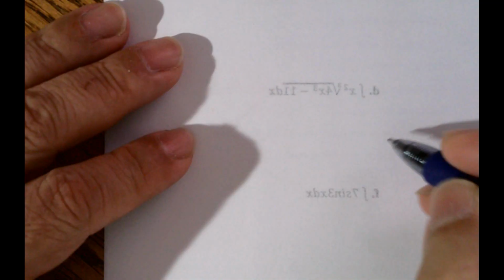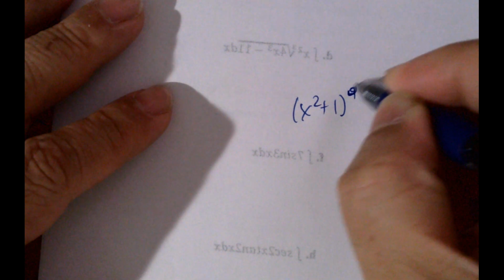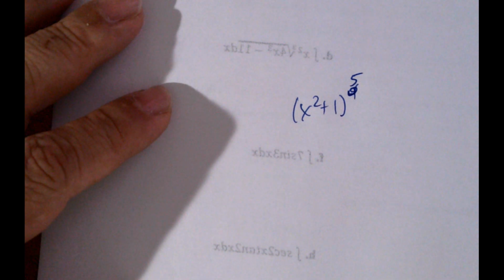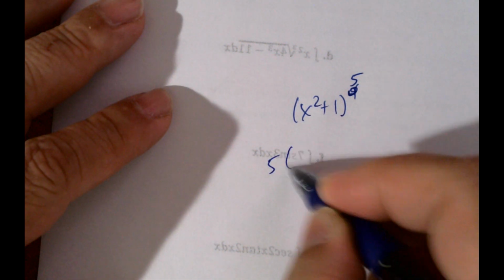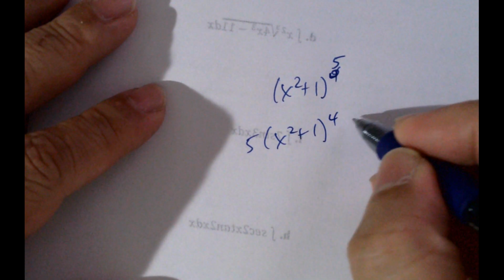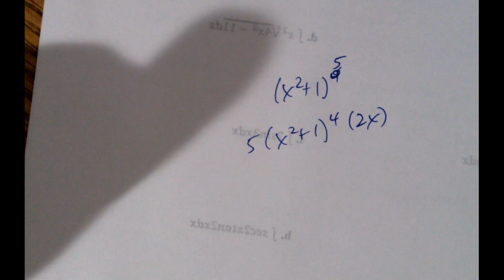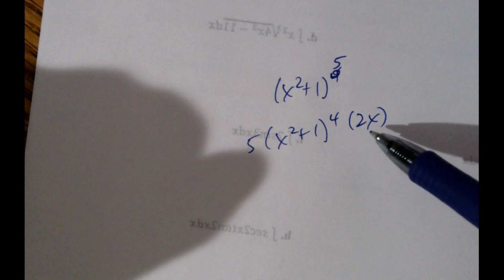If I have the function x squared plus 1 to the fourth, if I take the derivative, well, I should do a fifth. If I take the derivative of that, that becomes 5 times x squared plus 1 to the fourth, and then take the derivative of the inside, and 2x pops out, right? You have gotten used to this, and you don't ask me, where does that 2x come from, right? So this is the opposite.